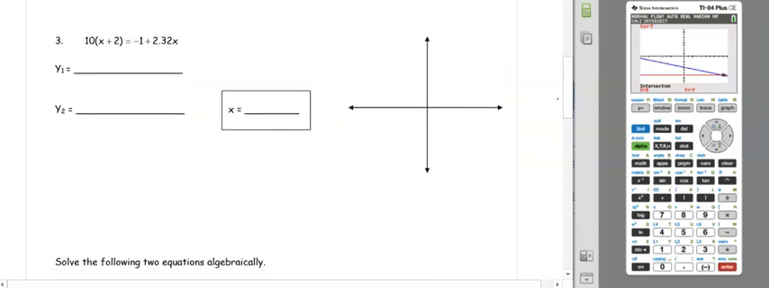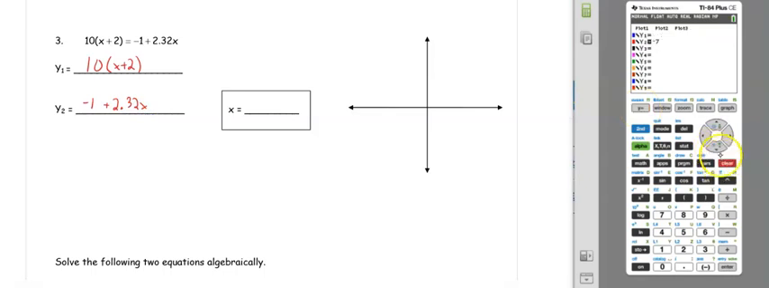In the next problem, we have 10 times the quantity x plus 2 equals -1 plus 2.32x. So y1 is going to be 10 times x plus 2. Y2 is going to be -1 plus 2.32x. So in y1, I'm going to clear these out. We're going to type 10 parenthesis x plus 2. And in y2, -1 plus 2.32x. And we're going to hit graph.